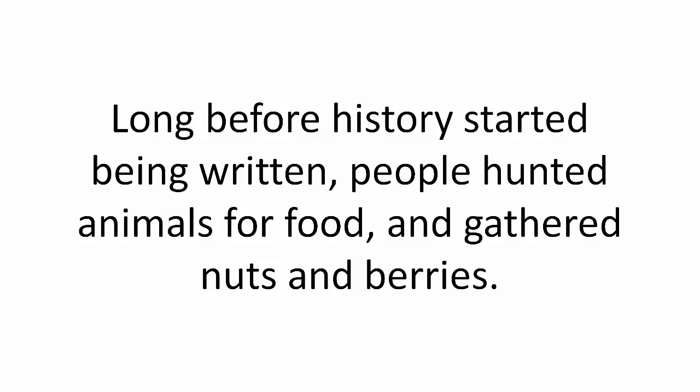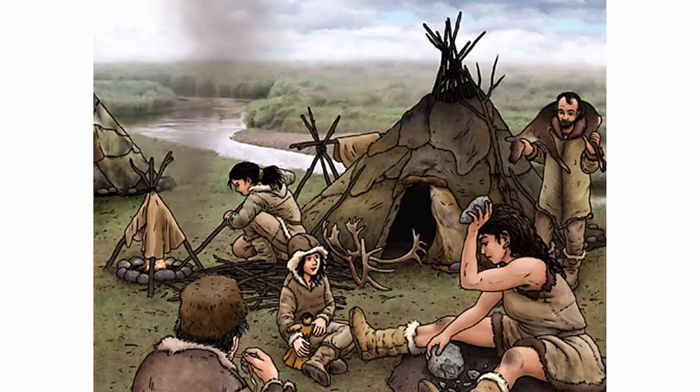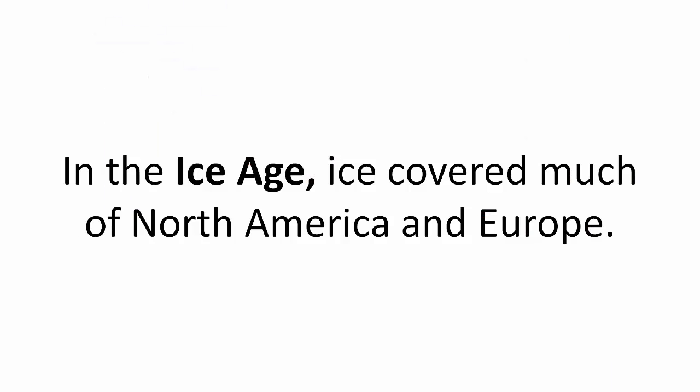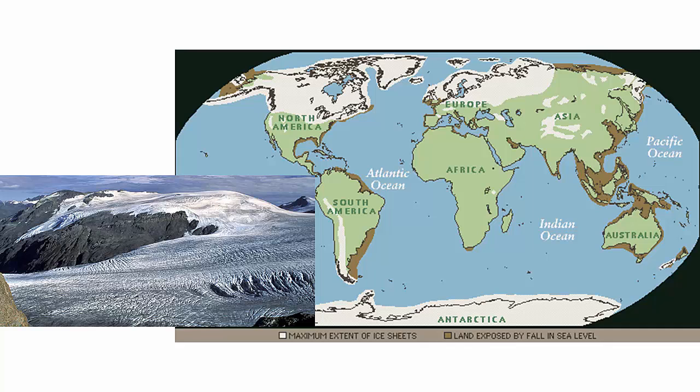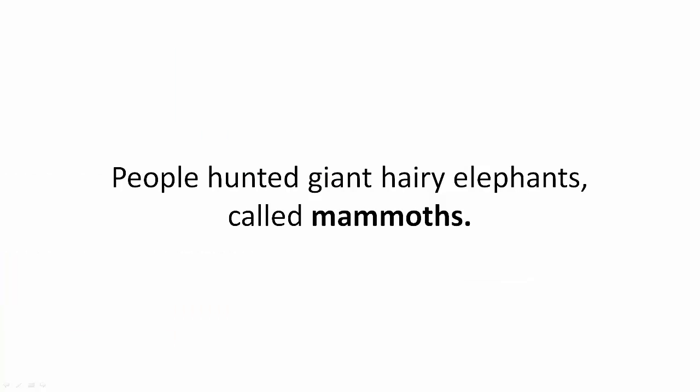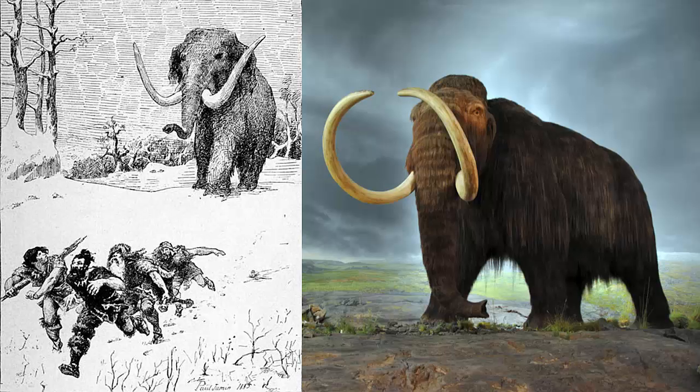Long before history started being written, people hunted animals for food and gathered nuts and berries. In the Ice Age, ice covered much of North America and Europe. So on this world map, the white areas were covered with glaciers like this in the Ice Age. People hunted giant hairy elephants called mammoths.